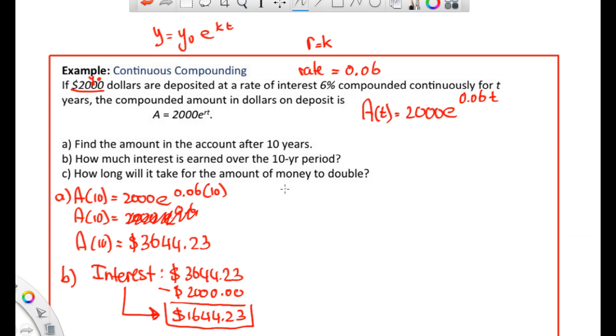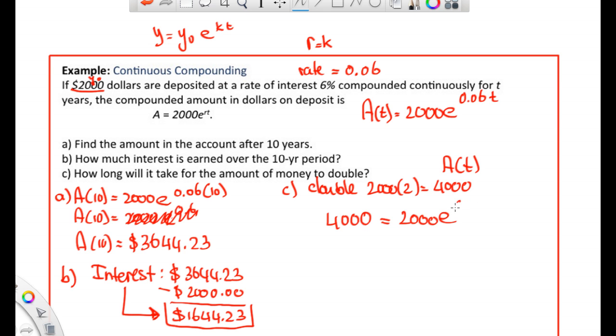Okay, and then the last one says, how long will it take for the amount of money to double? Well, if you start with 2,000, then doubling 2,000 would be 2,000 times 2, so that's 4,000. Well, that's the amount after an unknown number of years. So you can say, well, when do I have 4,000 if I started off with 2,000 and it grows at 6%? Well, you can solve this.